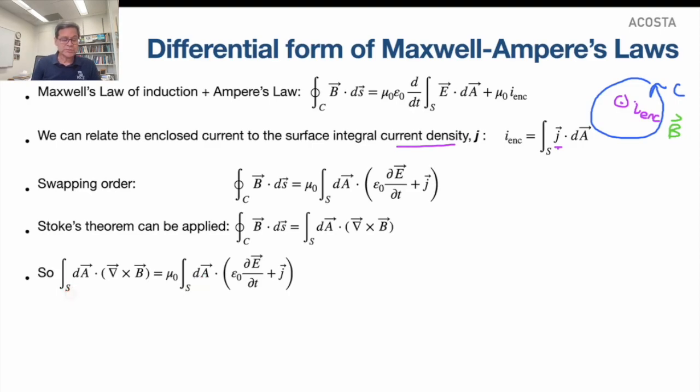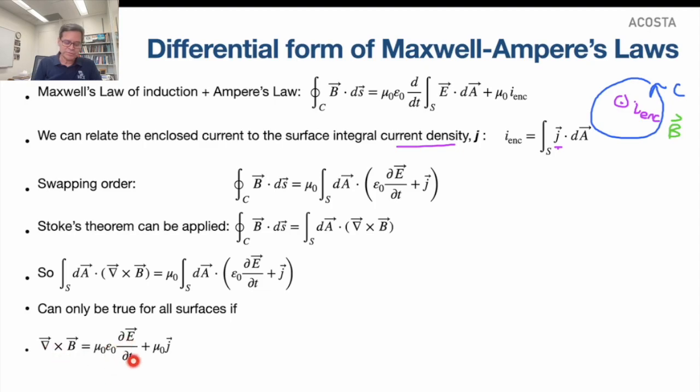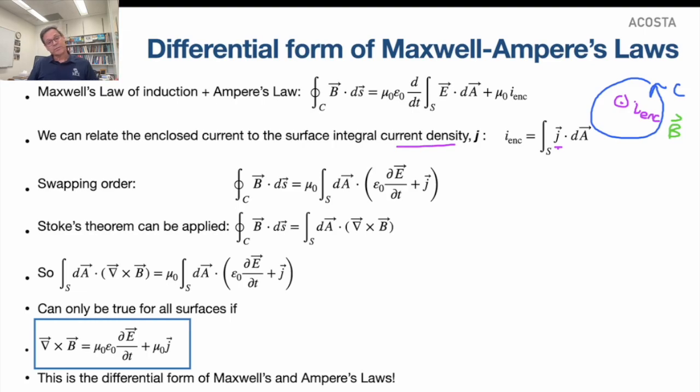All right, so these are two surface integrals, left and right side. For that to be true for any surface we choose, physics can't depend on the surface I choose, the integrands have to be equal. So it can only be true for all surfaces if the curl of B equals the time derivative of E multiplied by mu naught epsilon naught plus mu naught times the current density. And that forms now the differential form of Maxwell's and Ampere's laws. So as one partial differential equation, albeit complicated because it's using the curl of B in this case.